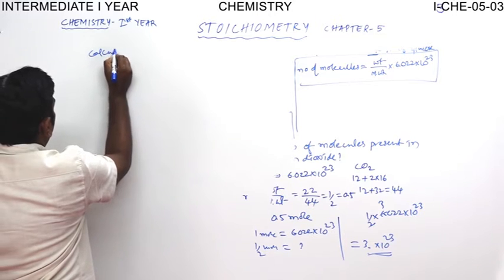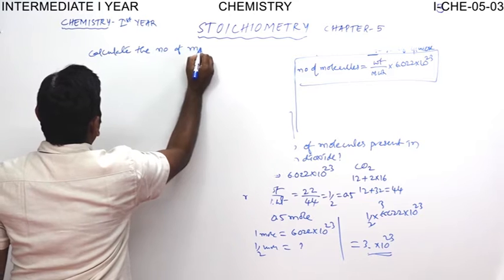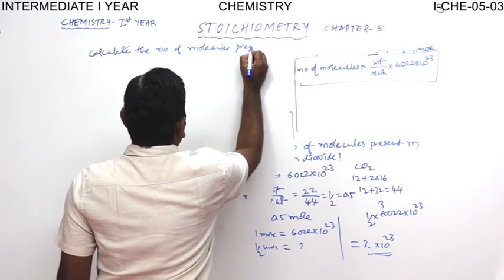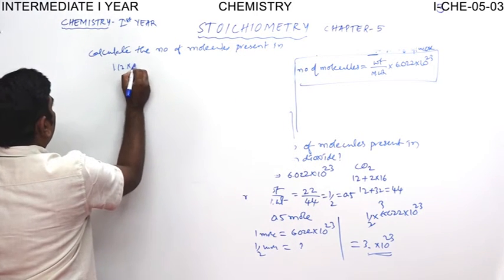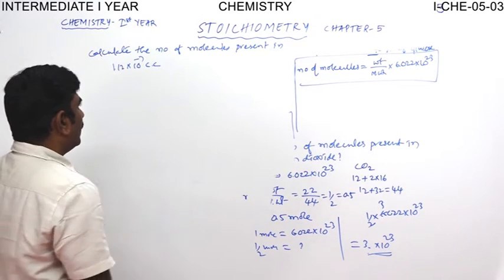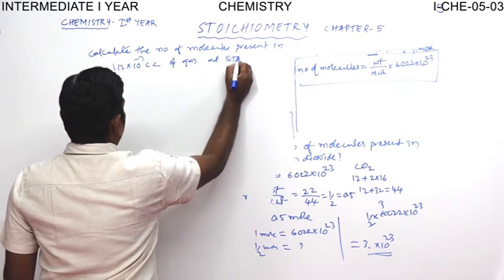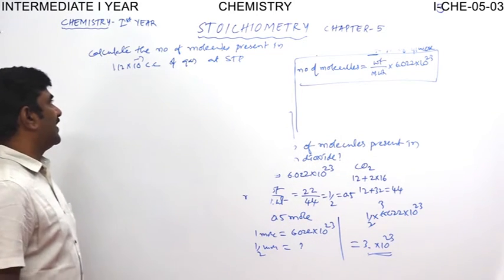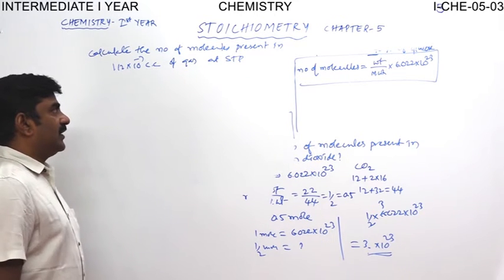Calculate the number of molecules present in 1.12 into 10 power minus 7 centimeter cube of gas at STP.